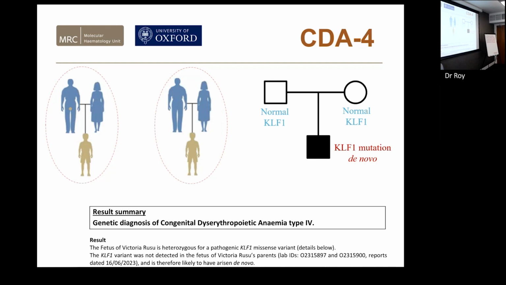And essentially, CDA type 4 is extremely rare, but what we are telling the family is that chances are this is just going to be a transfusion dependent baby, like any kind of thalassemia.